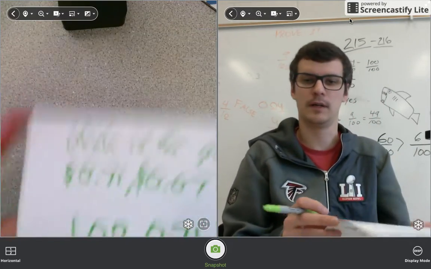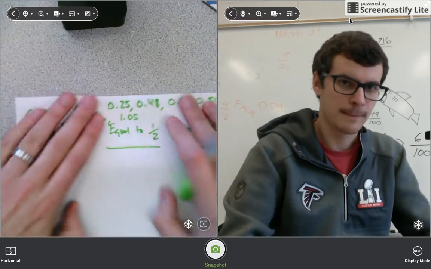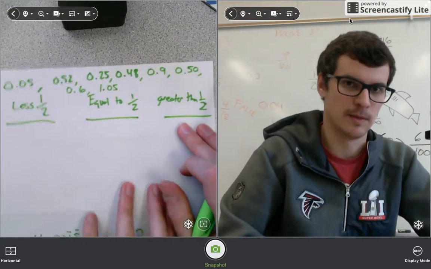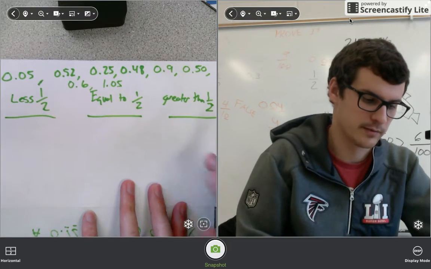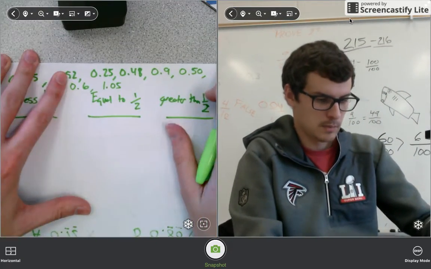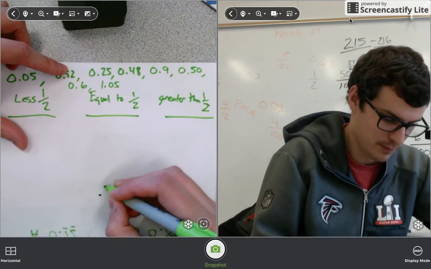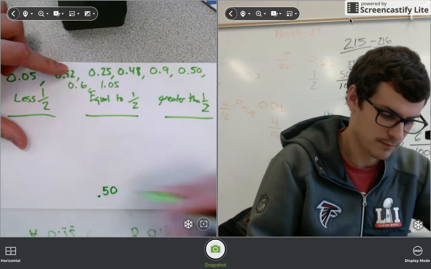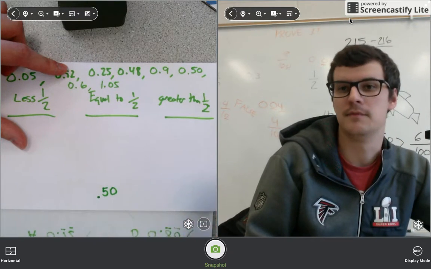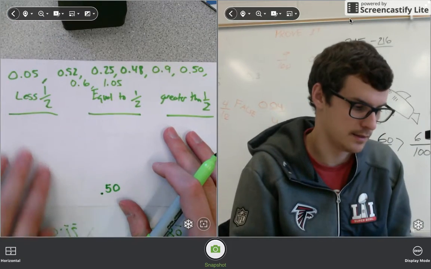All right, last one we're going to look at. We're going to take all of these decimals and we're going to put them into these 3 categories. They're either less than 1/2, equal to 1/2, or greater than 1/2. So before I do anything, I want to think about it in my mind. 1/2 is going to be 0.5 as a decimal. It can either look like 0.5 or 0.50, 0.5000. Like I told you, as many zeros as we want. So let's just use that to our advantage here.